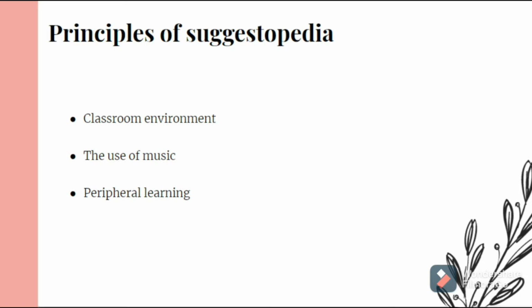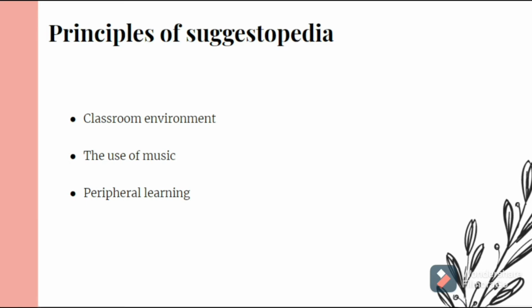Second is the use of music. It is the use of Baroque music during the learning process. Baroque music, with its 60 beats per minute and its specific rhythm, will create a relaxed state of mind for a maximum retention of material.